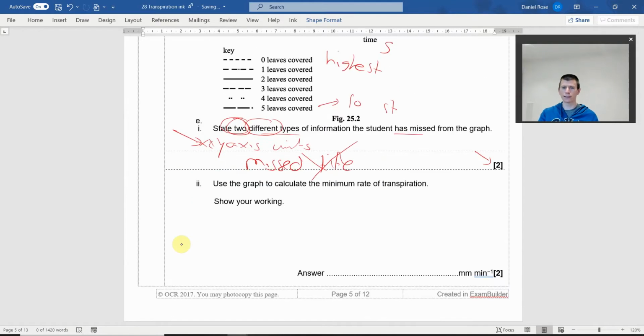So that's the hesitation. Use the graph to calculate the minimum rate of transpiration. Show your working. We show workings because if you make a mistake with the calculator, you can still pick up 1 mark. 2 marks. Little clue here. If I'm really stuck on how to work out the rate, it's millimetres per minute. Okay, the -1 means per. So really, I'm doing millimetres divided by minutes. What's going on today?